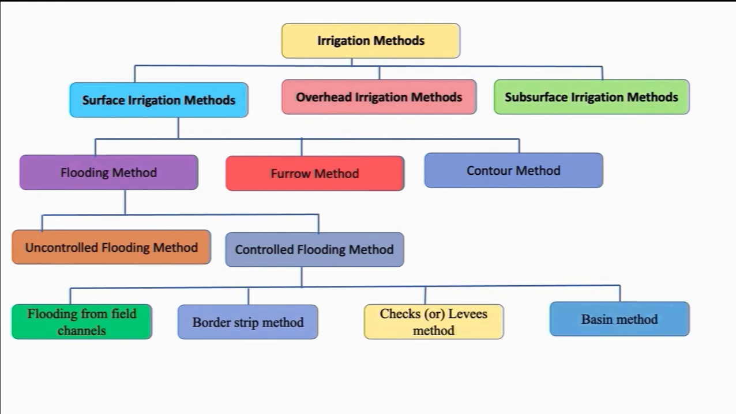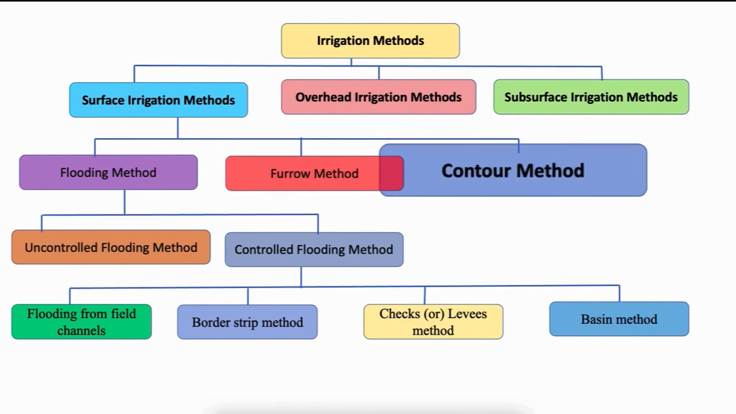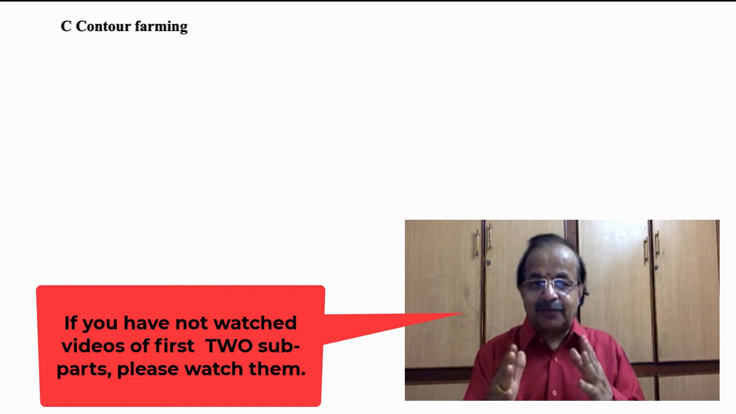In the first subpart, flooding method and its subparts such as uncontrolled and controlled methods, flooding from field channel, border strip method, checks or levees, and basin method were discussed. In the second subpart, various aspects of furrow method of irrigation were discussed. In the third subpart, that is the present one, let us discuss various aspects of contour irrigation and also surge irrigation. Now, let us discuss various aspects of the contour farming method.